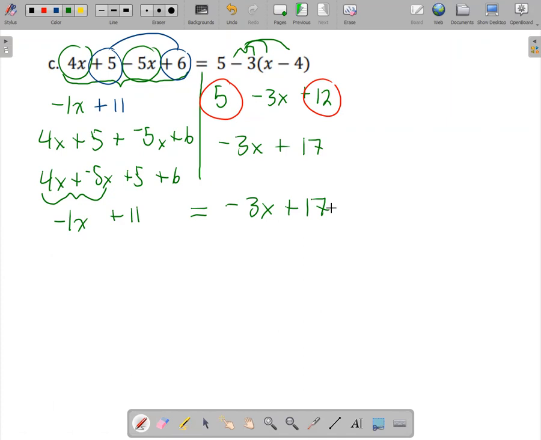Now we can start swapping stuff. I'm going to bring variables to the left. So that means I'm going to take this negative 3x and I'm going to add a 3x to each side. So I lost 1x, I gained 3. Altogether, I have a net 2x left. The plus 11 is still hanging out. On this side, these guys are gone. Negative 3x plus 3x is 0. Goodbye. So just the 17 is left on that side.